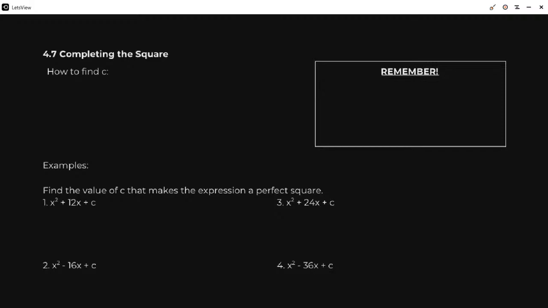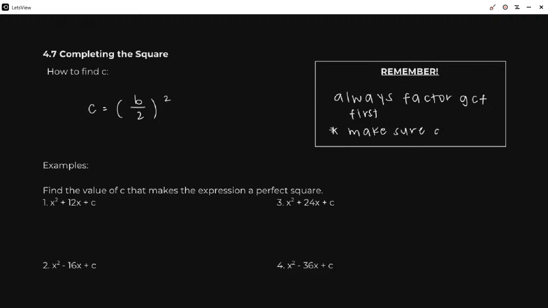Everyone, today I'll be going over solving quadratics by completing the square. So in order to find c, it's b over 2 squared. And some things you want to remember: you want to always factor the GCF first. And we have to make sure a is 1. So if a is not 1 in your problem, you'll have to factor out whatever number a is first.